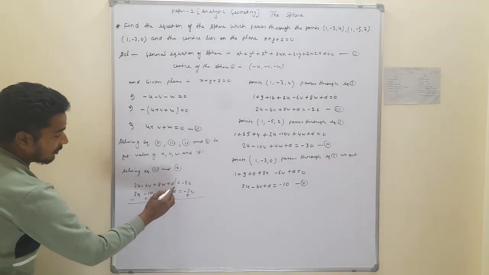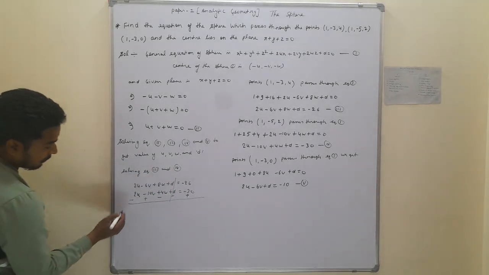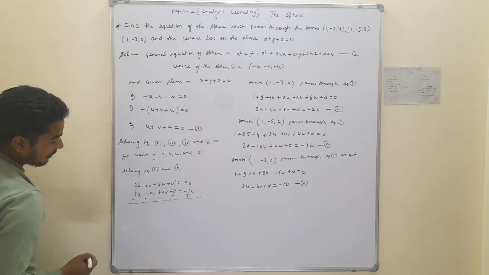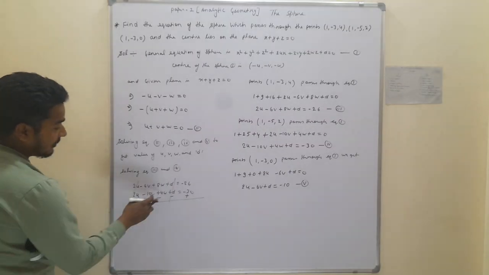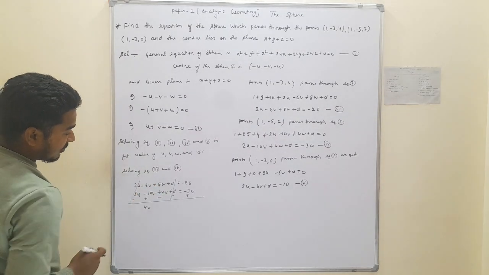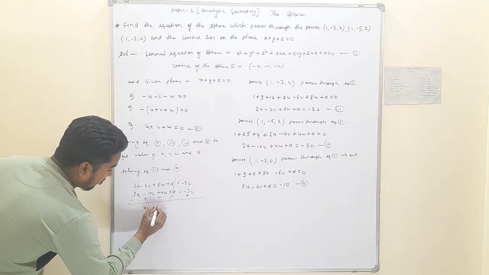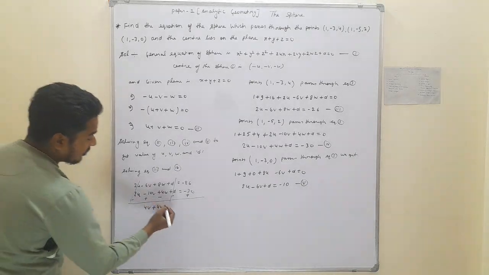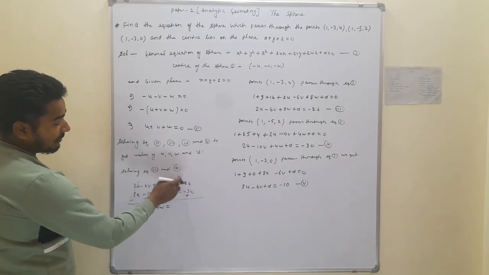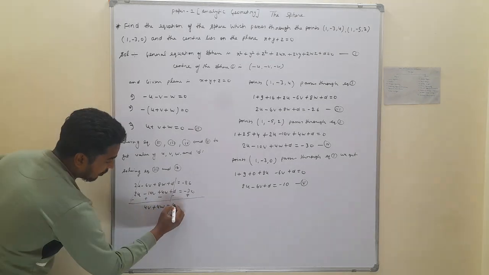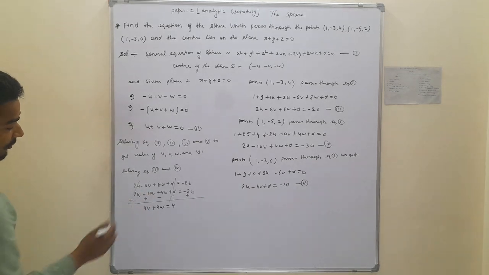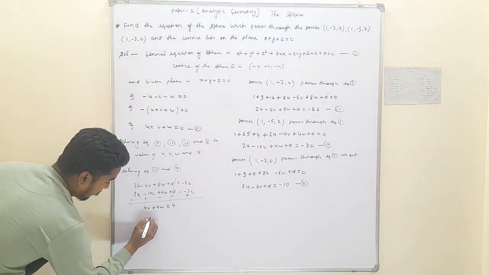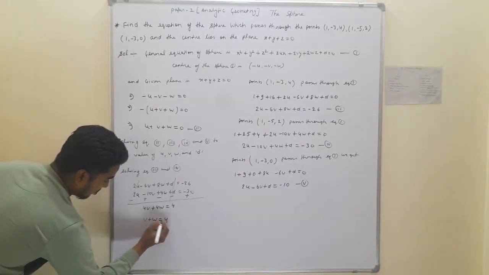Here d and d are cancelled out, and 2u and minus 2u are also cancelled out. Then the remaining is minus 6v plus 10v, we will get plus 4v, and 8w minus 4w, we get plus 4w, is equal to 30 minus 26, we get plus 4. Taking 4 common from the left hand side, 4 and 4 cancel out. We get v plus w is equal to 4.